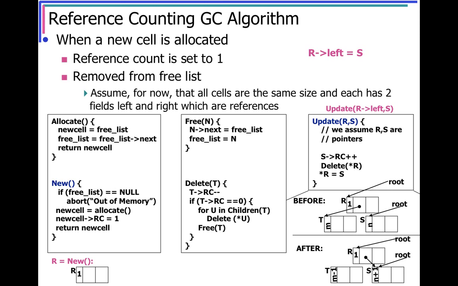One thing I didn't go through is the free routine. When I call free on an object, I just return it to the free list. So I'm going to add it to the front of the free list and update the head of the list. In the bottom right, I have the example of what the state of the heap looks like before and after. The values in the headers are the reference counts.